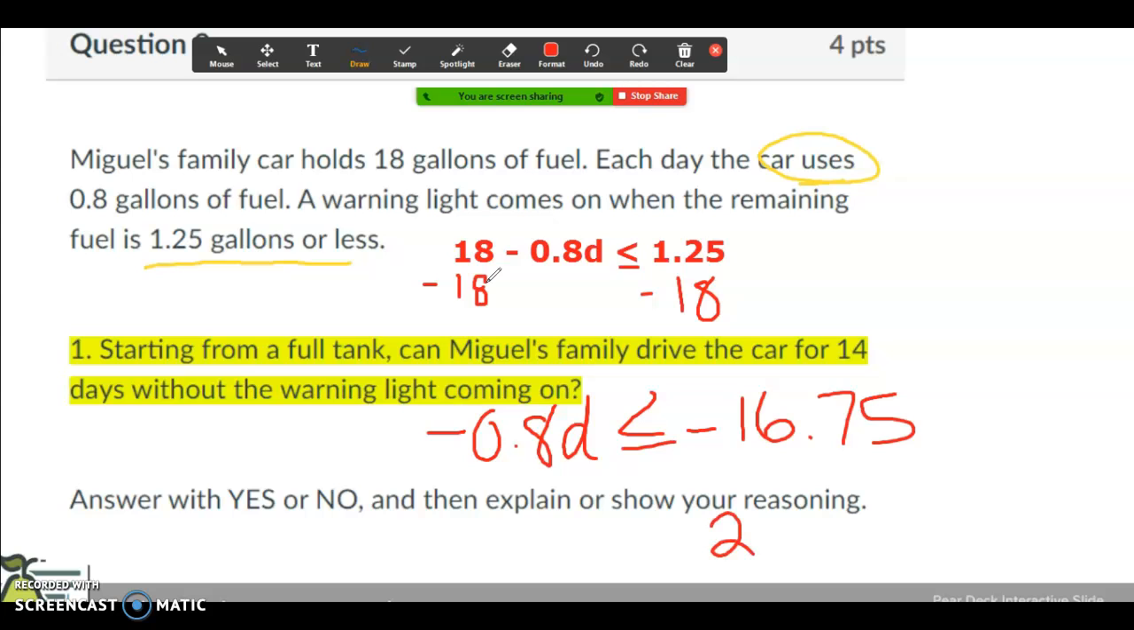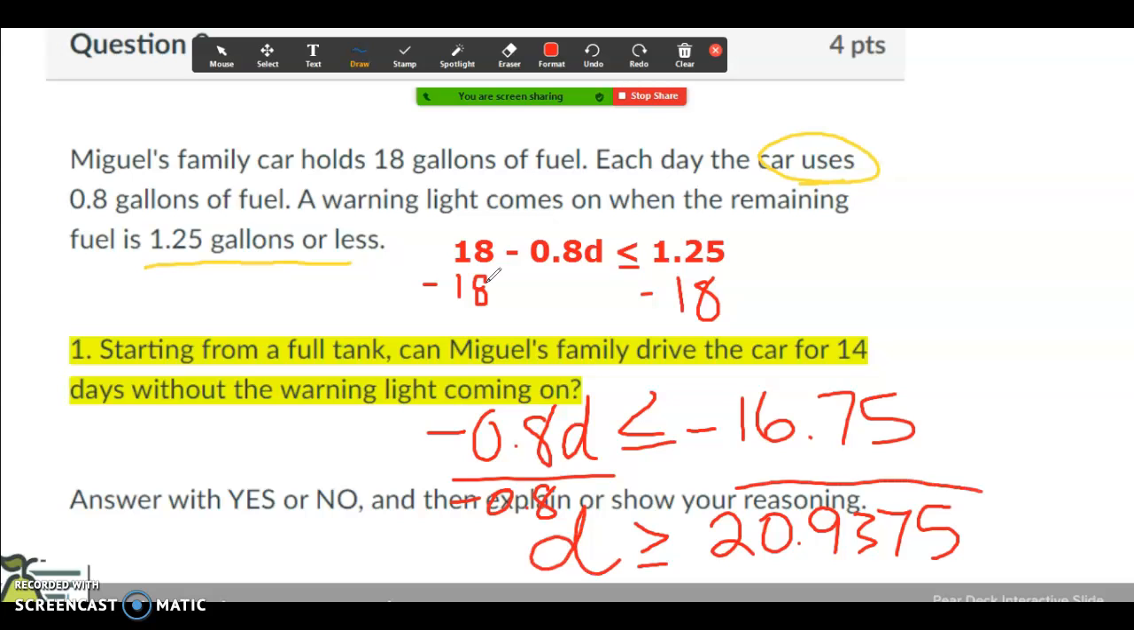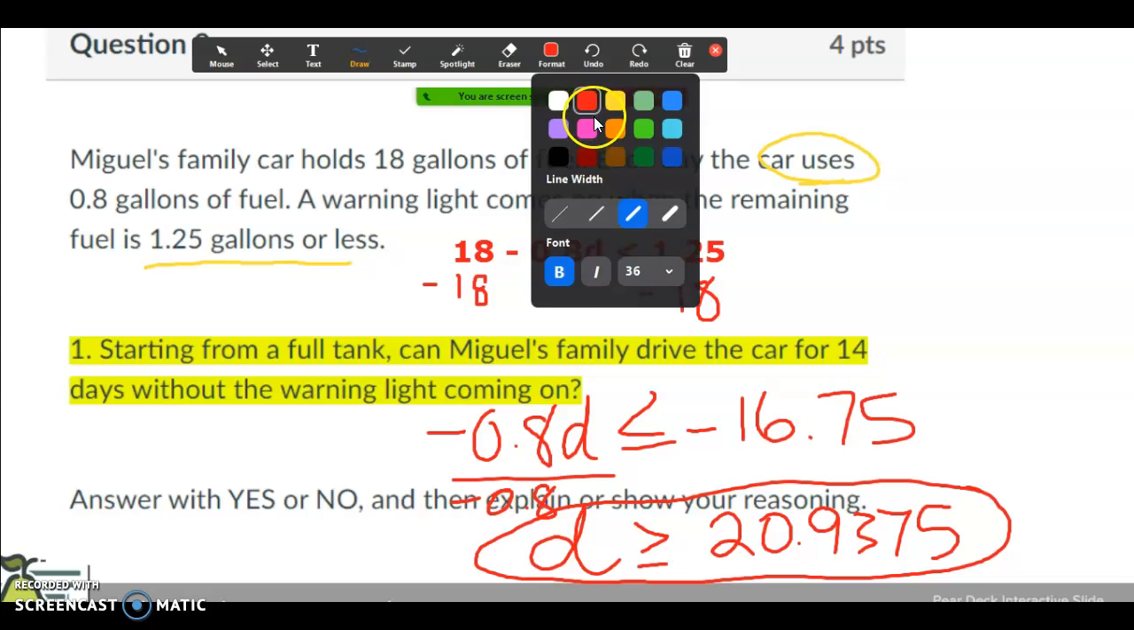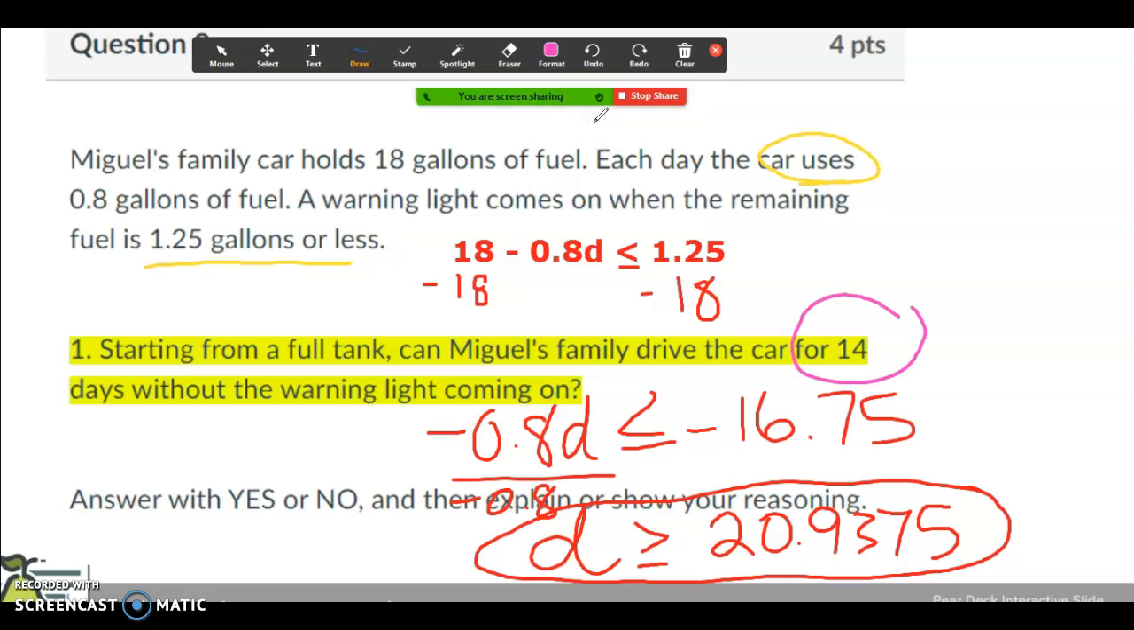And I get 20.9375. Well, since I divided by a negative, I got to flip my inequality sign. The number of days for the light to come on would have to be greater than or equal to 20.93. So if they're only driving for 14 days, that light is not going to be coming on. Okay, because that's not quite 20.